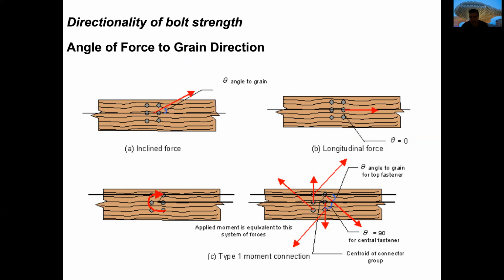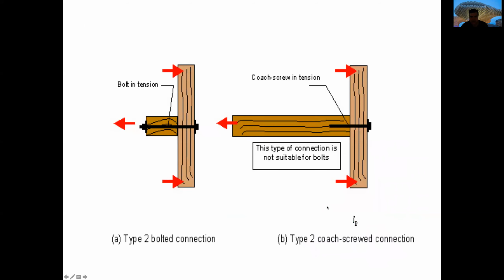We can have a type 1 moment connection here where this will tend to rotate. Here in this particular case it is in the same sense as the clock. And we can see that all these elements will tend to rotate as we can look here. Well, we will have like a centroid connection in this particular case.